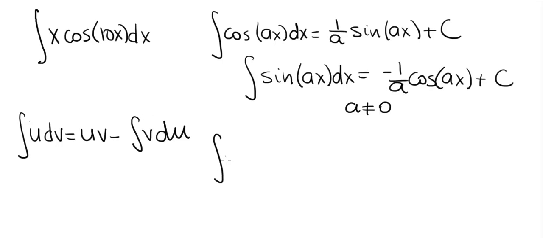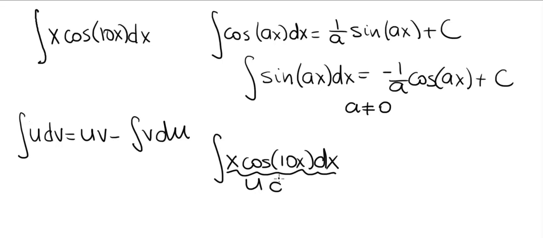So we'll start again. Here's x times cosine of 10x. This is our integral on the left side of the formula. That's the integral of u dv. Now whenever we have a trigonometric function together with a polynomial, and x is a polynomial, it's like x to the first power, we always let the trigonometric part, the cosine part, be represented by dv. So u in this case will be x. dv is going to be cosine of 10x dx.